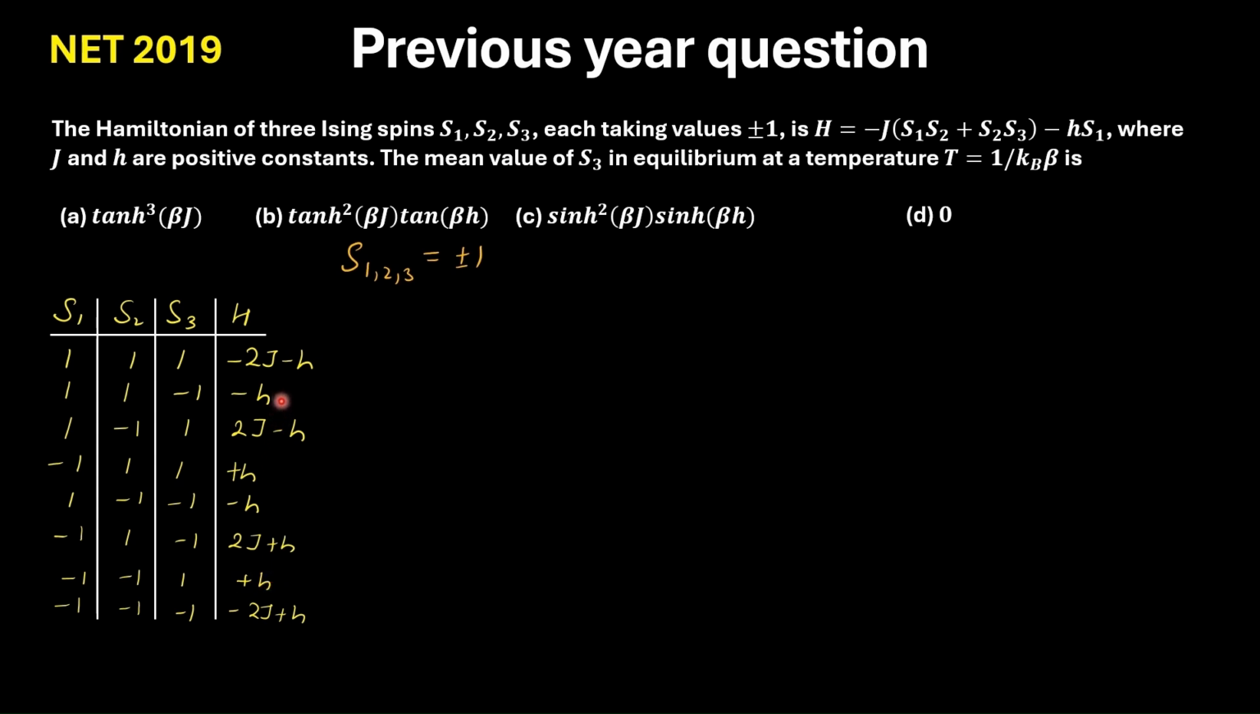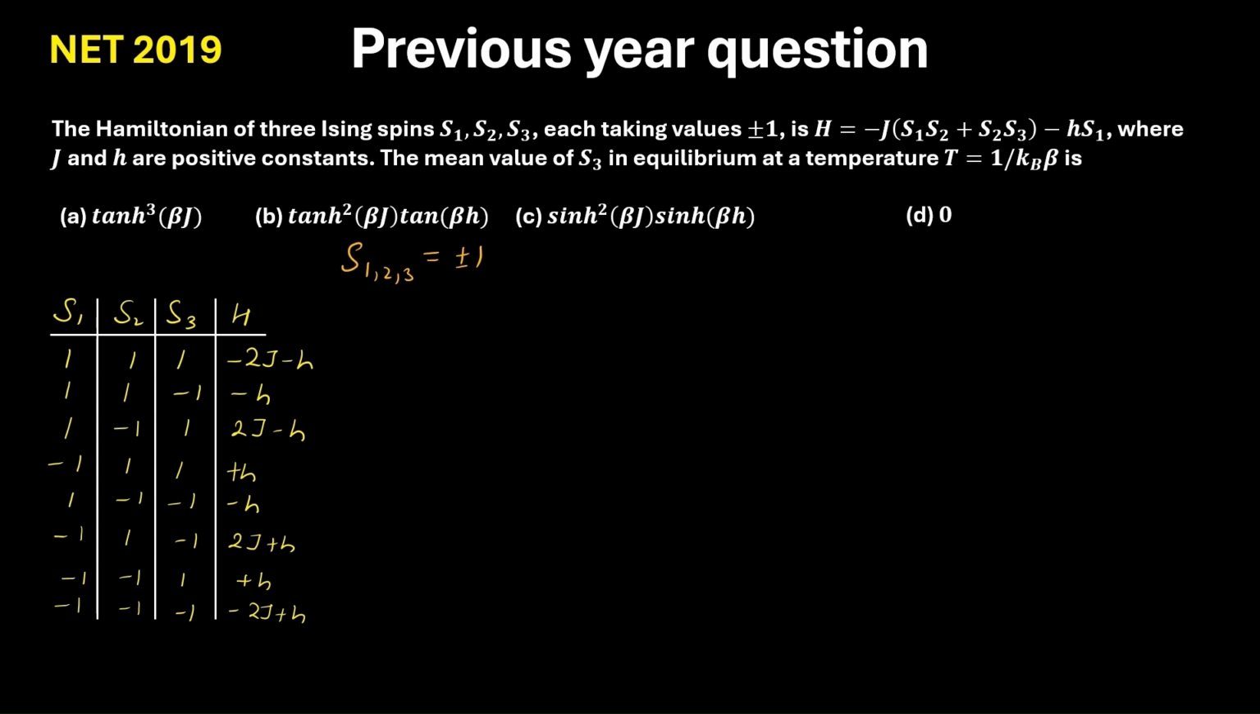Here also we can see there is a degeneracy. Here we are getting minus h. Here also we are getting minus h. So for minus h energy, there is a degeneracy of 2. Here we have plus h, plus h. This also has a degeneracy of 2. Now we are in a position to write the partition function.